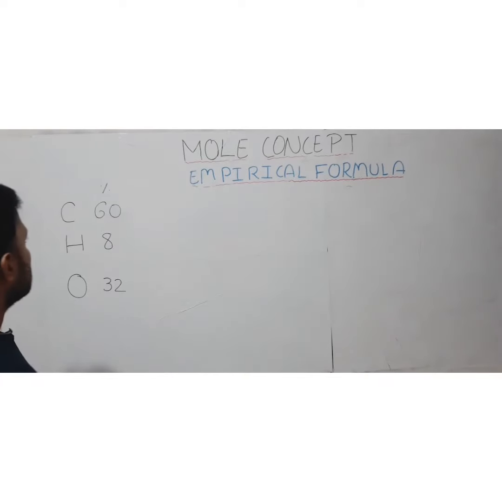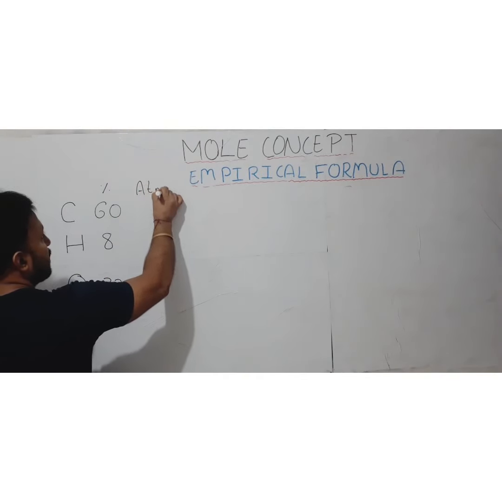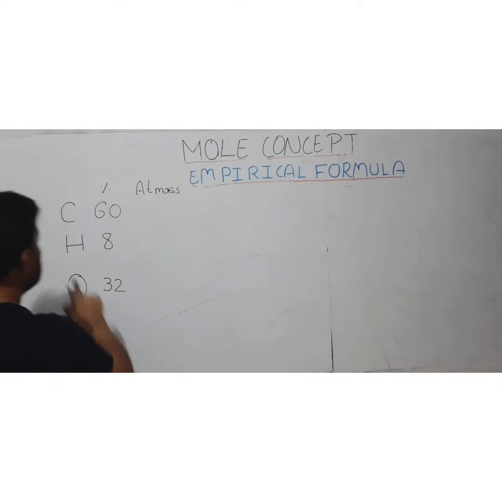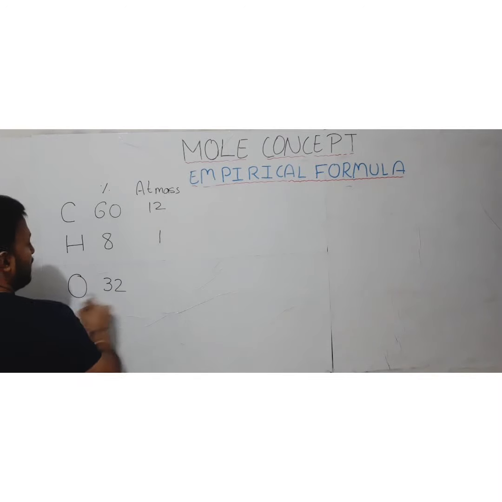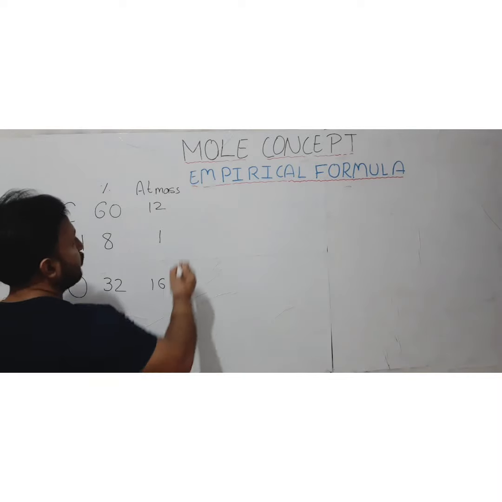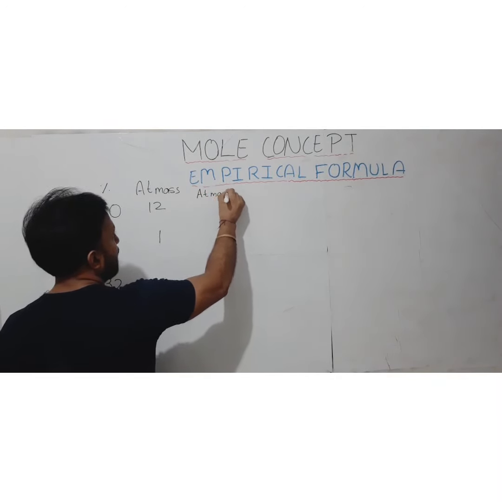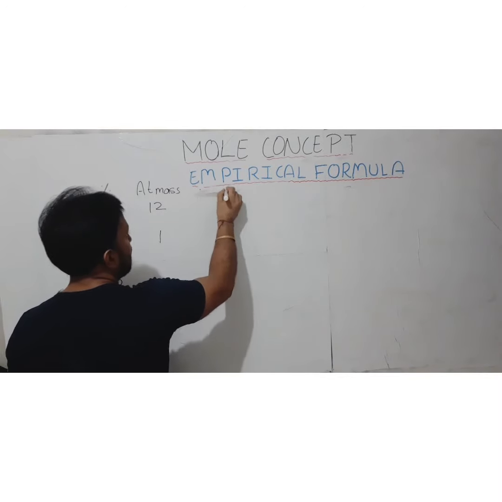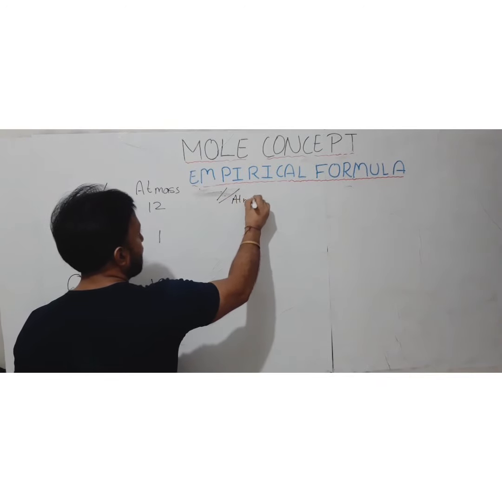Now what you are going to do, first of all you have to write their atomic masses, that is the atomic masses of the elements, like carbon 12, hydrogen 1, oxygen 16. Now after that, you have to take the ratio of the percentage of the substance with their atomic mass.